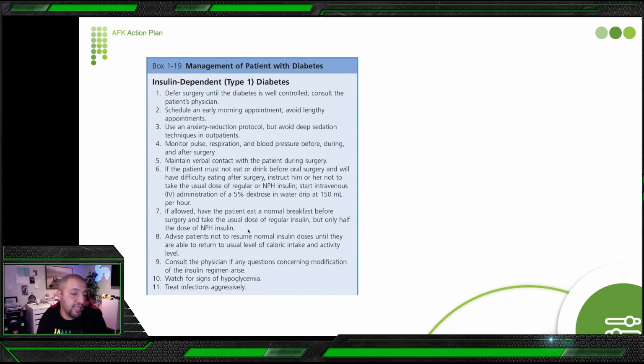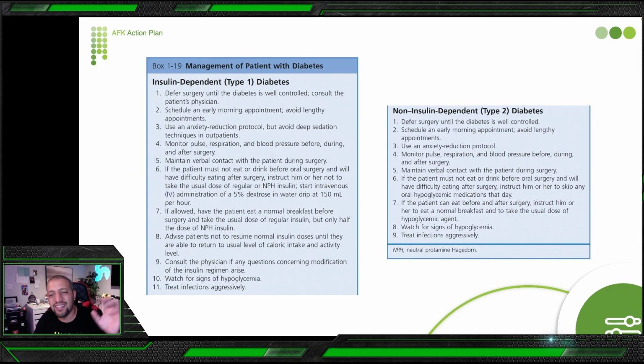If he can eat, you will ask him to eat, and then you give him half the dose of his insulin, and then next day he can resume the normal insulin dose until they are able to return to usual level of caloric intake, activity level. So this is for type 1. Type 2 is a little looser.